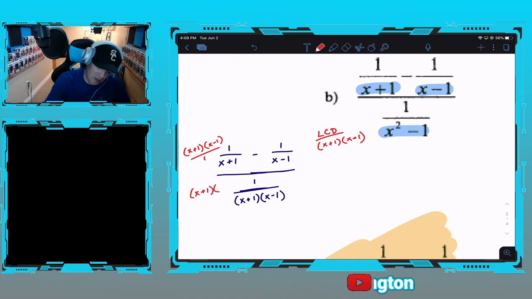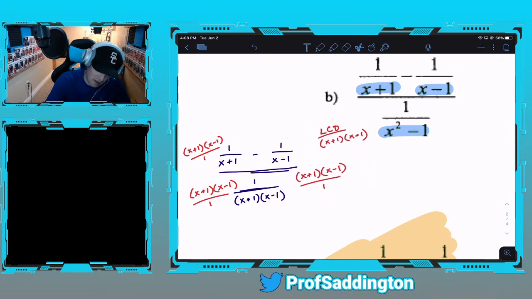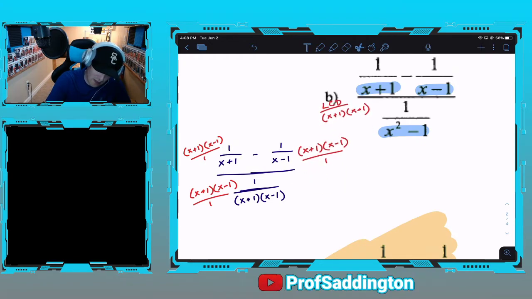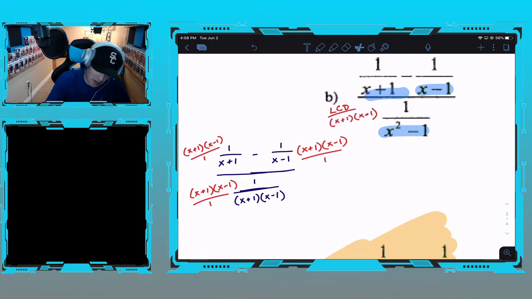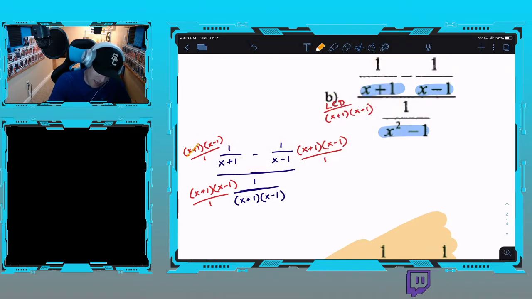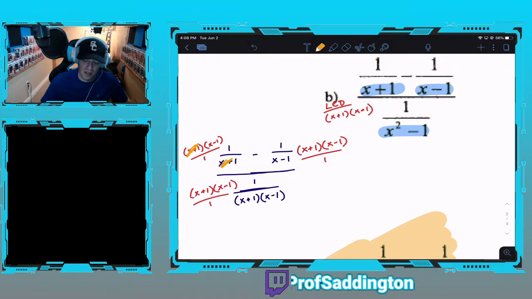And then we're just going to use our cross-reducing to see what is left over. This was supposed to go on the top. Oh, I hit the line. There we go. So now when we go to reduce it, we can cross off the x plus 1s in the first part. We can cross off the x minus 1s in the second part. And then on the bottom, we can cross everything out.